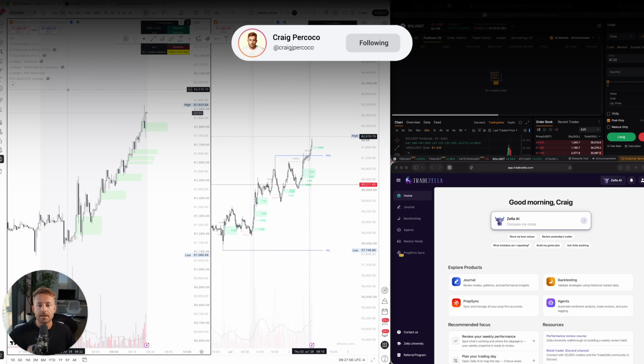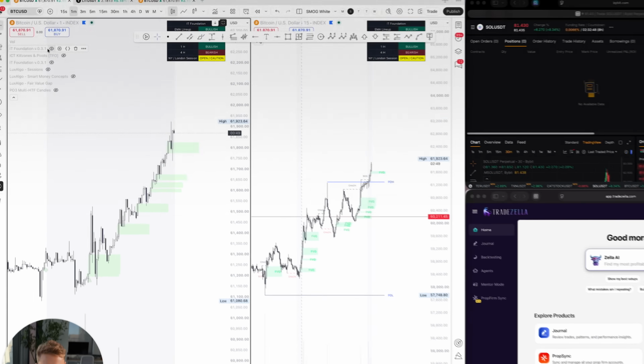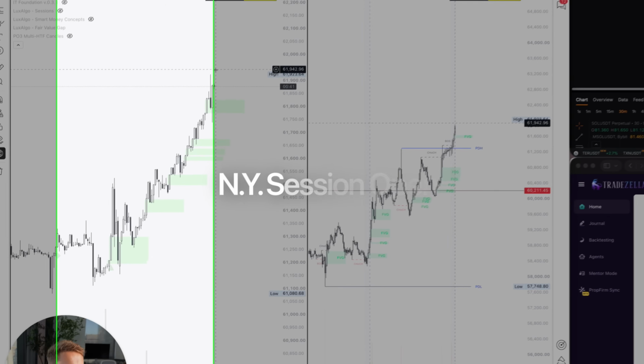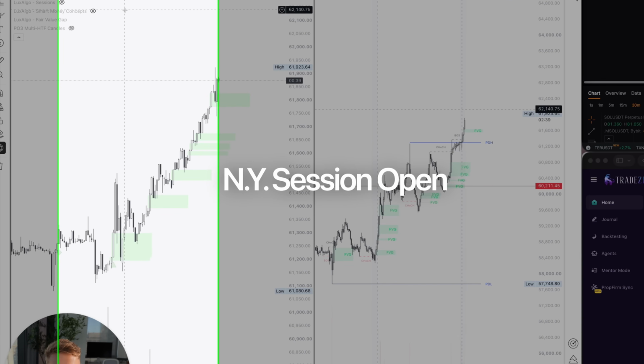Okay, on my chart, I'm gonna be putting a few things. One is going to be called the IT Foundation indicator, which is in that tool suite. And when I toggle that on, that's going to show me where the New York Open is going to happen. And that's happening here in a few minutes.